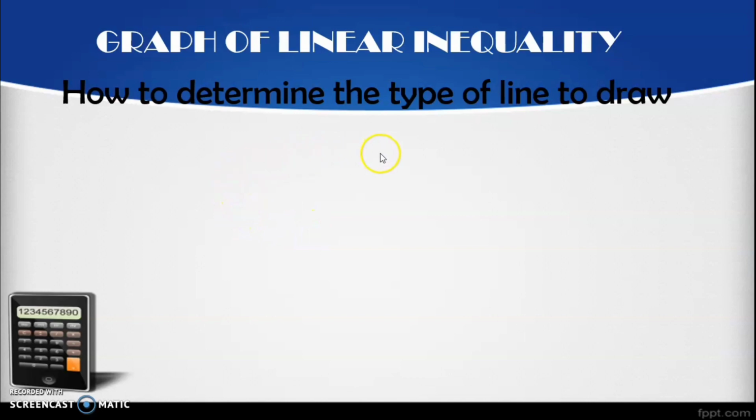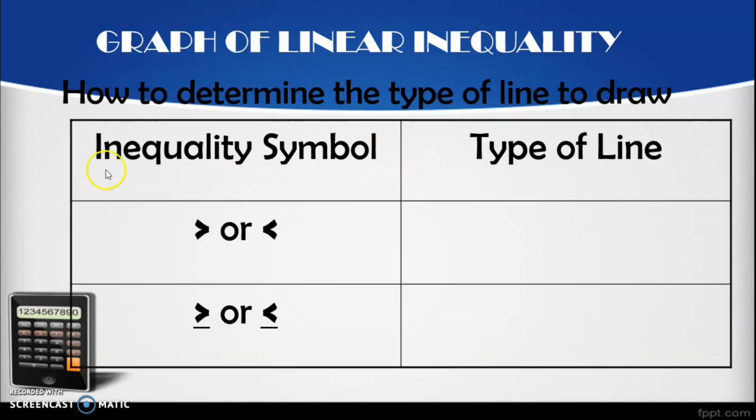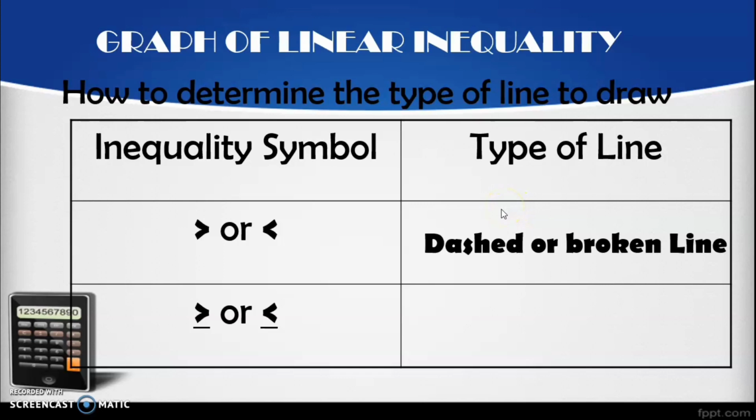How to determine the type of the line to draw? Titingnan natin ang inequality symbol ng ating inequality kung ito ay greater than or less than. Ang line na ido-draw natin ay dashed or broken line. Pero pag ang inequality symbol ng inequality natin ay greater than or equal to or less than or equal to, ang line na idro-draw natin ay solid line.